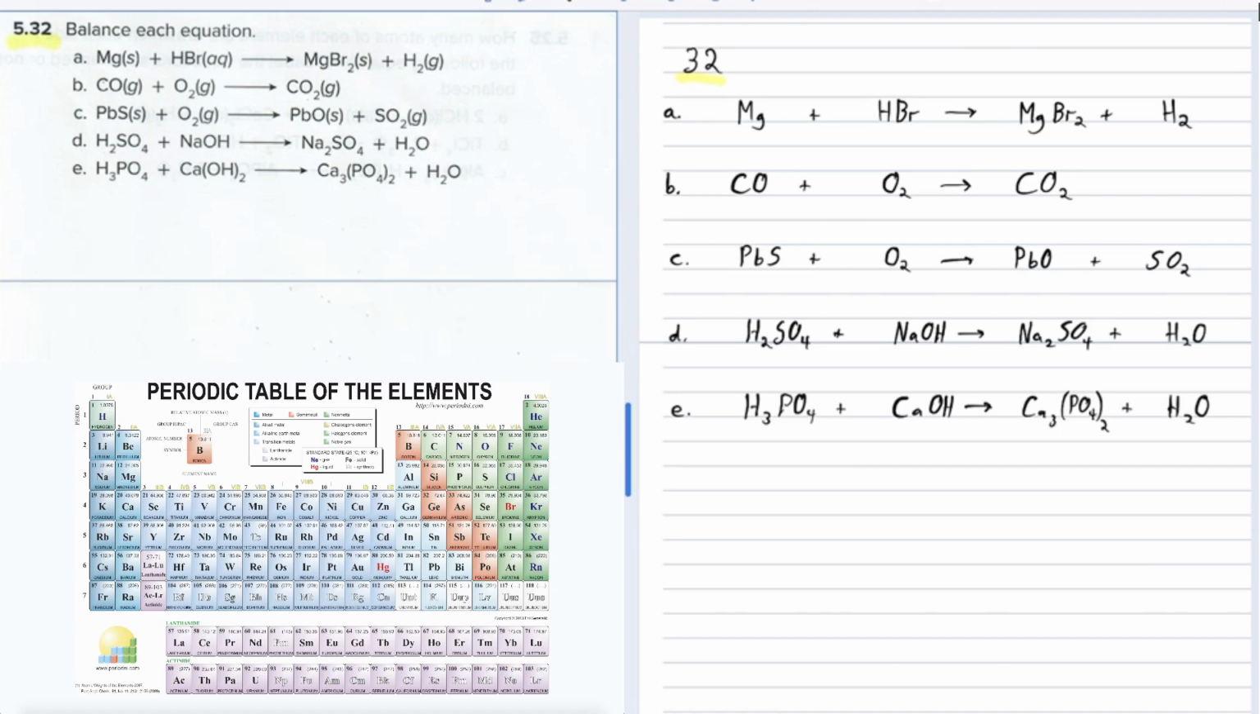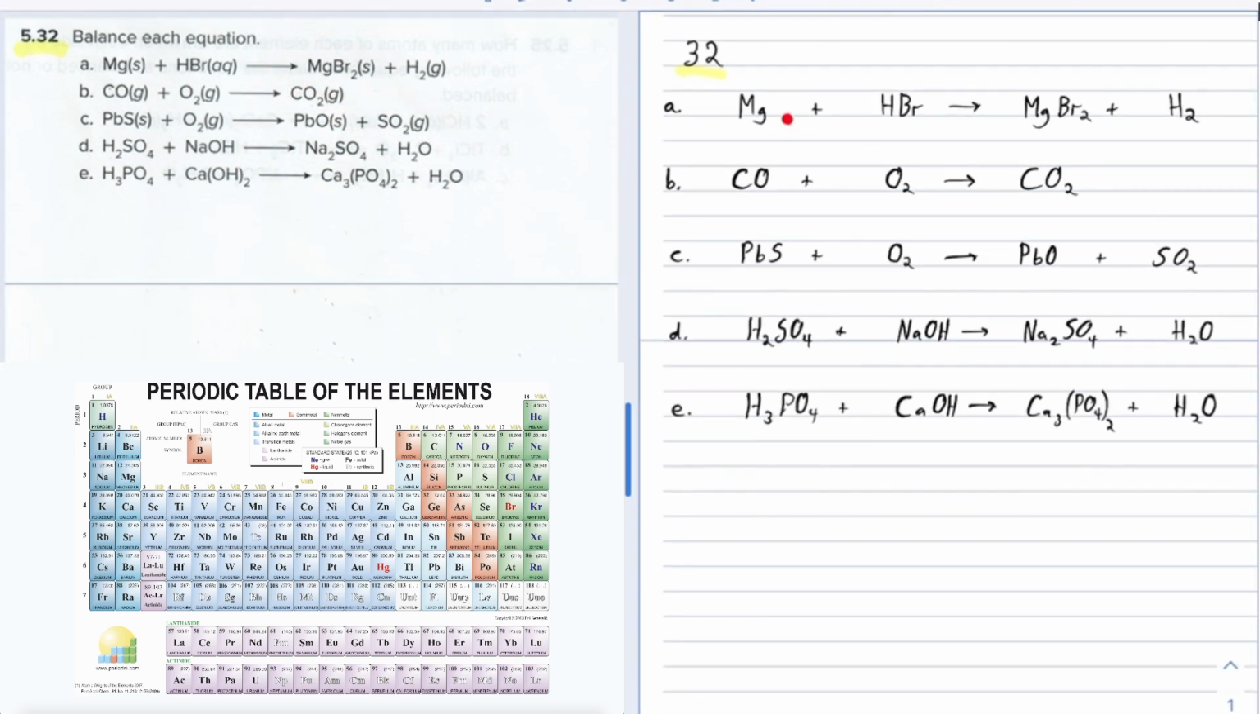Problem 32, balancing chemical equations. So we have 5 chemical equations, and I copied them over here and removed all the states. So maybe it looks a little cleaner. I hope so. When you balance chemical equations, a good strategy is if you see any elements by themselves, like magnesium here and hydrogen there, you balance magnesium and hydrogen atoms last.